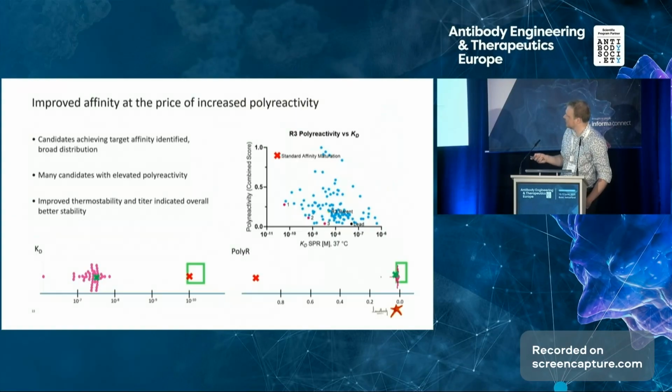So this looks something like this in the animation as shown before. The first round is already there. The second round would not push the KD too much, but didn't cause trouble. And then in the third round, we would see that we were actually really getting increased affinity, but we would also see this broad distribution on the polyreactivity.